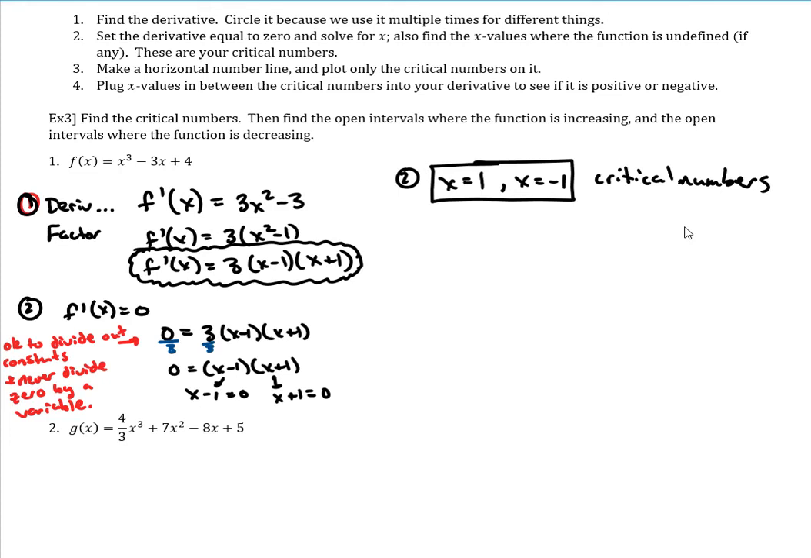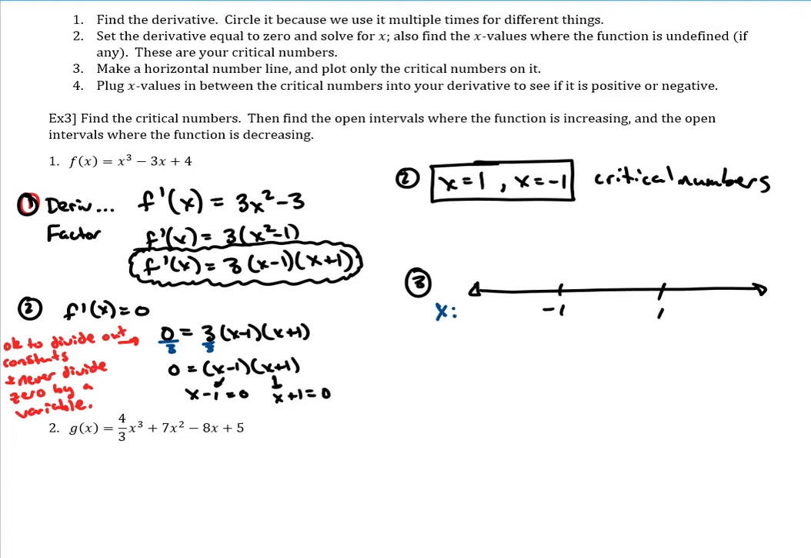Now, step 3, it says make a horizontal number line and plot only the critical numbers. Let's leave a little space here. So this is our number line. And make sure they're in the right order. -1 is smaller than 1, so it should be on the left. Notice I'm not putting 0. I'm just plotting the 2 numbers that I found as my critical numbers. Now that I have these, what I need to do is test values in between these intervals. So anything bigger than 1, anything in between -1 and 1, and anything less than -1 into our derivative function.